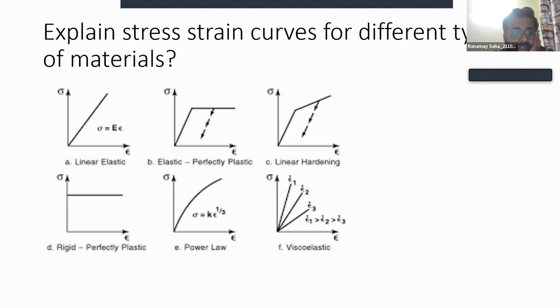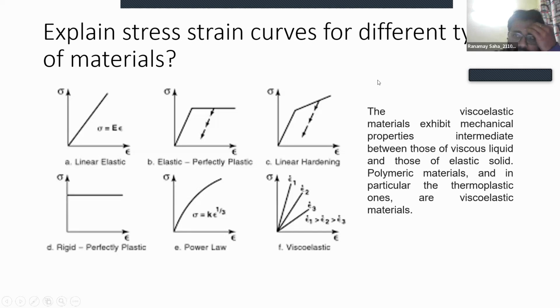Then another thing is viscoelastic material. Do you know what viscoelastic material means? No, sir. Okay, viscoelastic materials exhibit properties of a viscous liquid as well as of an elastic solid, like polymers, thermoplastics, or thermosets. There you can find this viscoelastic property.